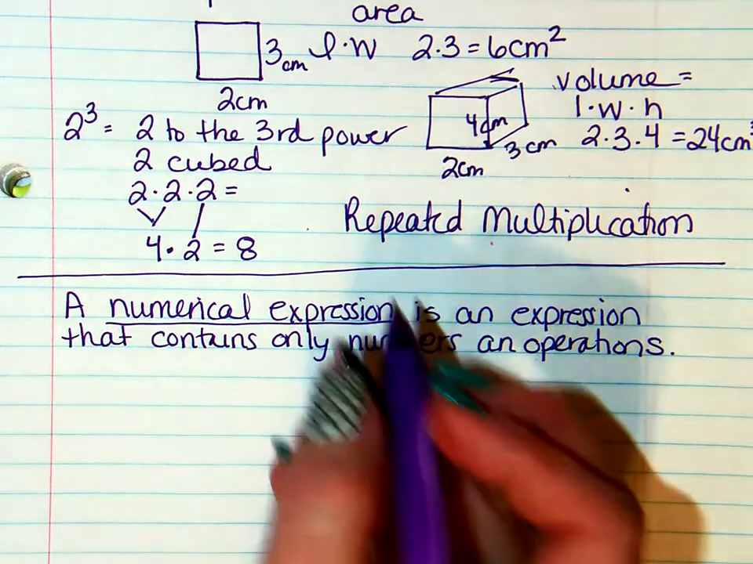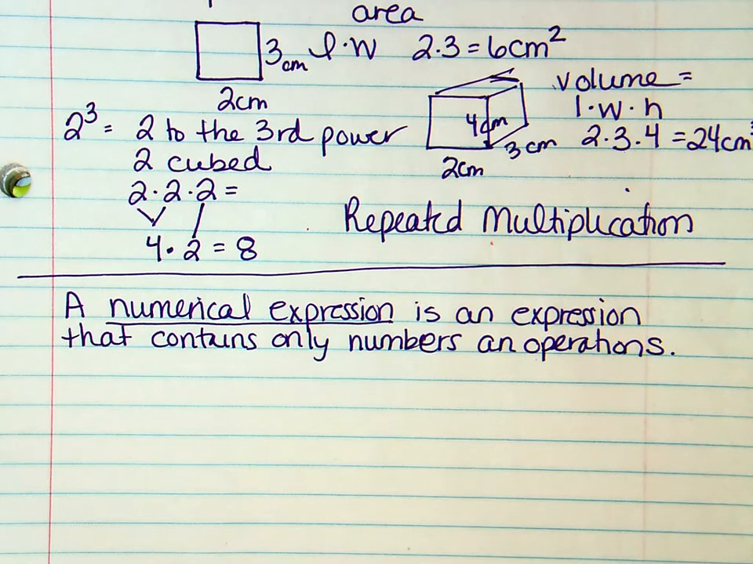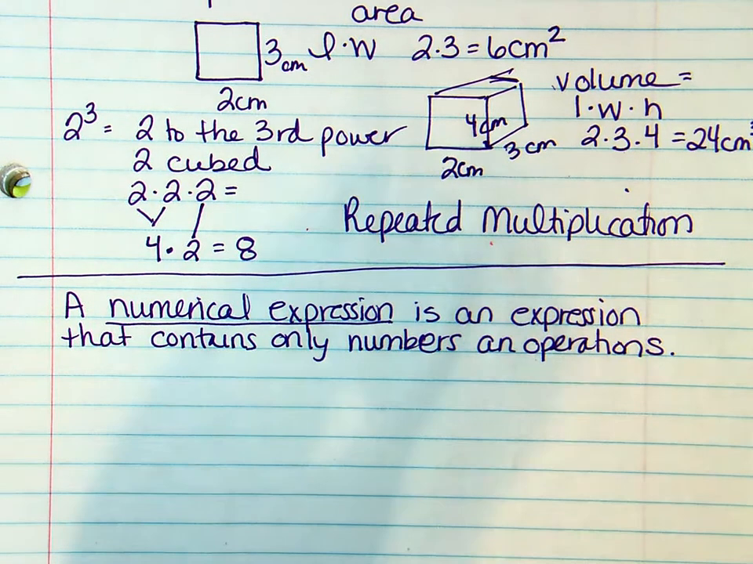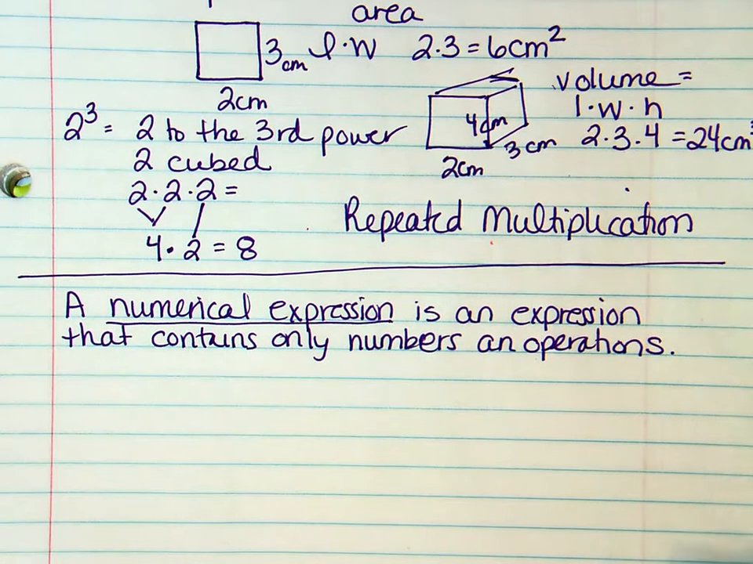Algebraic expressions use not only numbers and operations, but also variables. We're going to do that next. But for right now, only numbers and operations. Remember our operations: addition, subtraction, multiplication, and division. Also parentheses and exponents.